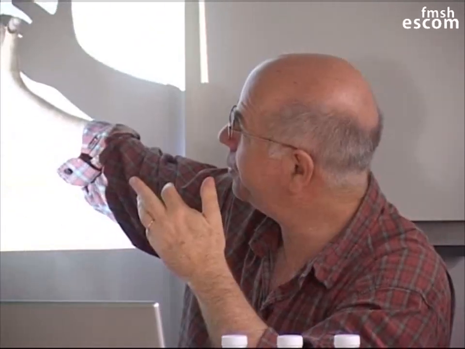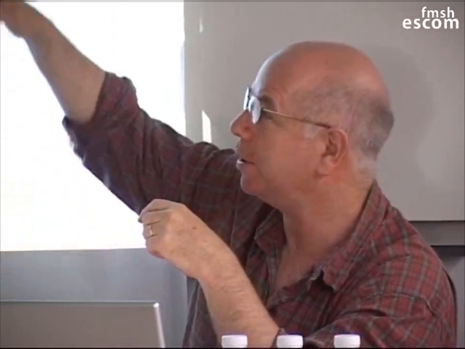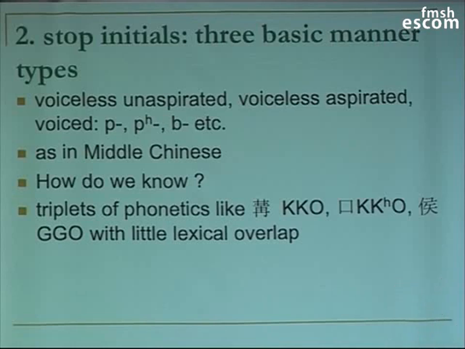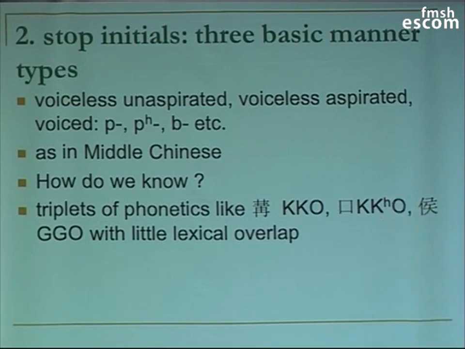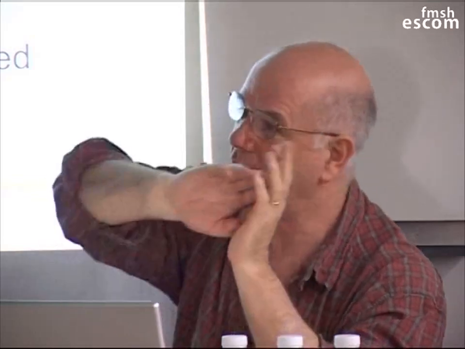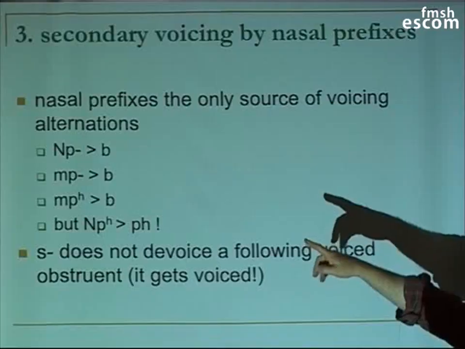Okay, now we have three series in Old Chinese, three series in Middle Chinese. There is a direct line of descent between each: unaspirated voiceless to unaspirated voiceless, voiceless aspirated to voiceless aspirated, voiced to voiced. However, there have been changes in between, and they are due, of course, to nasal prefixes, which take elements from the voiceless series and move them into the voiced series. So there are more voiced words in Middle Chinese than in Old Chinese. The voiced words of Middle Chinese have two origins: one, original voiced words, and second, original voiceless words that have been voiced by a nasal prefix. These are the main evolutions.